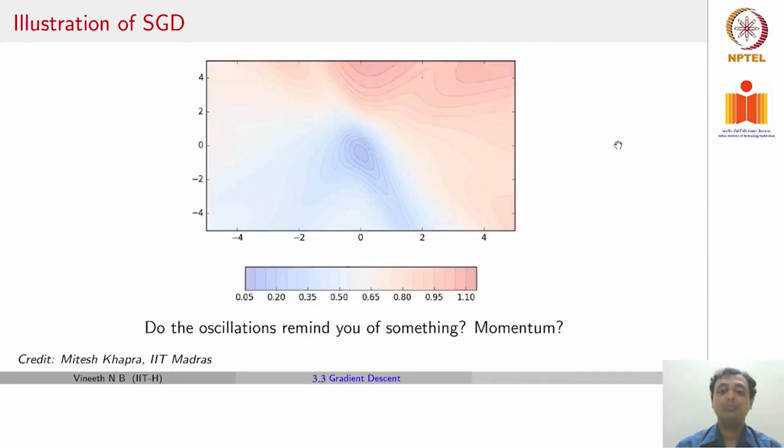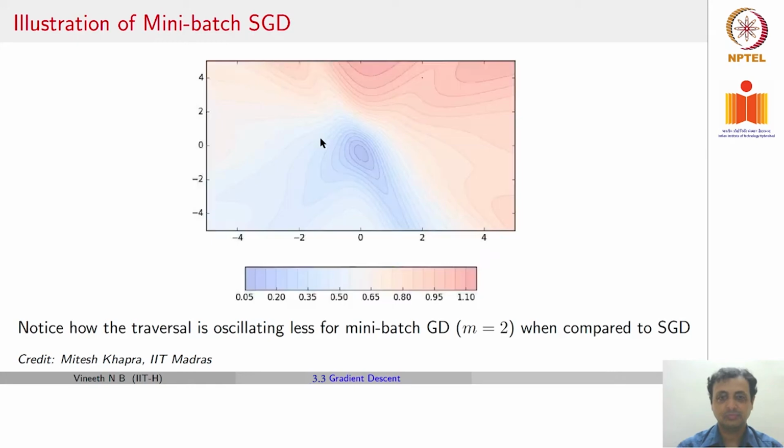Momentum maybe? Momentum also had similar oscillations when it reached the minimum. Here is an illustration of mini batch SGD. Once again, the same error surface. Let's see if batching data points and computing the gradient helped us a little bit. You do see here the oscillations have mildly reduced for mini batch SGD when compared to SGD, but the batch size here was just 2.